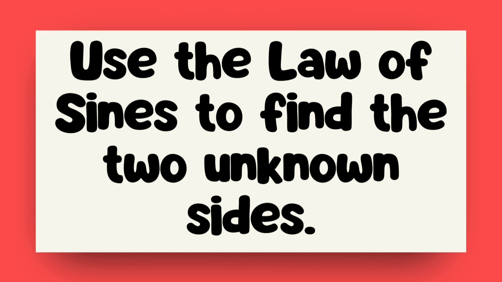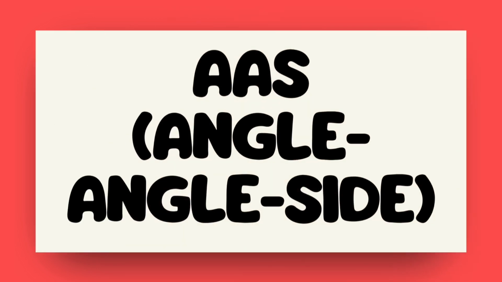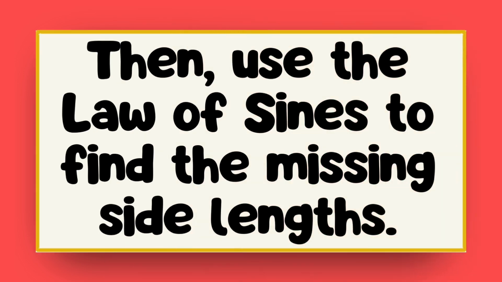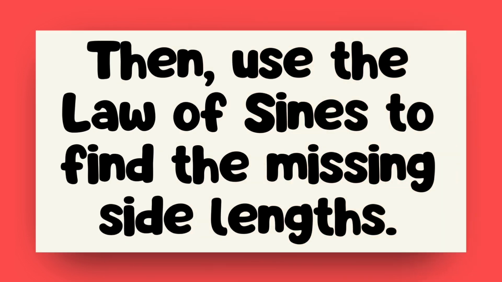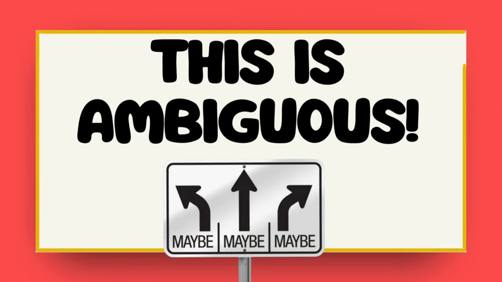For ASA or angle-side-angle, subtract the two known angles from 180 degrees to find the third. Then use the law of sines to find the two unknown sides. Then, for AAS or angle-angle-side, subtract the known angles from 180 degrees to get the third. Then use the law of sines to find the missing side lengths. And lastly, the SSA or side-side-angle. This is the ambiguous case.